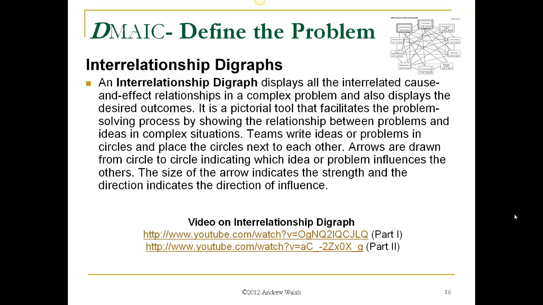Arrows are drawn from circle to circle, indicating which idea or problem influences the others, and the size of the arrow indicates the strength, and the direction indicates the direction of the influence. And here's a two-part video on YouTube you can watch on making interrelationship digraphs.